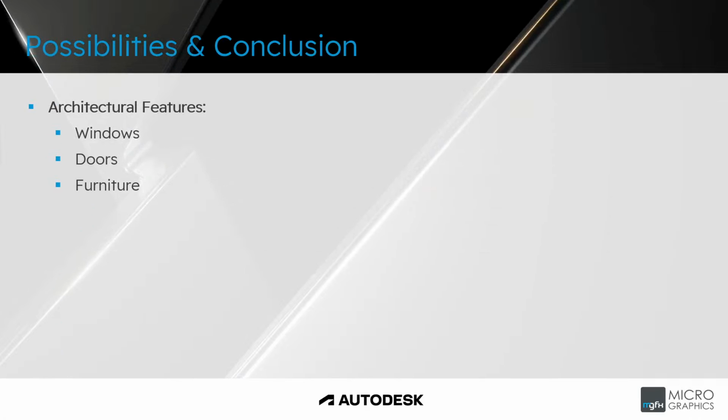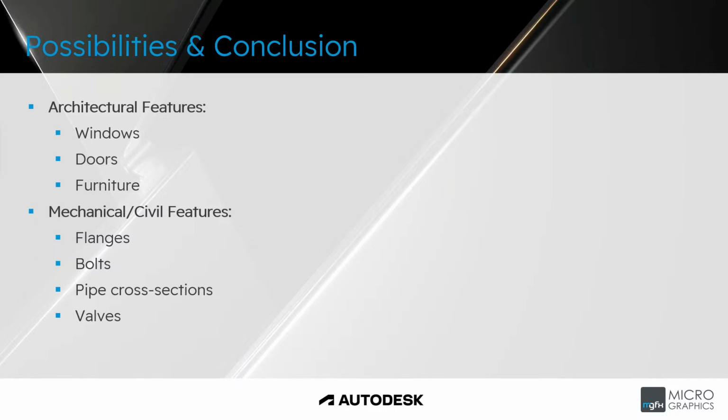If we look at the possibilities of what we've done, you can think of architectural features: windows, doors, furniture. You can think of mechanical and civil features, like your flanges, your PN ratings first and foremost, and then also your flange diameter. That would be something very awesome to set up a double lookup table for. If you think of your bolts, you've got your bolt size and your bolt length as two different configurations. You can think of your pipe cross sections as well, which have your nominal diameters and then pipe thicknesses. And you can think of valves as well.